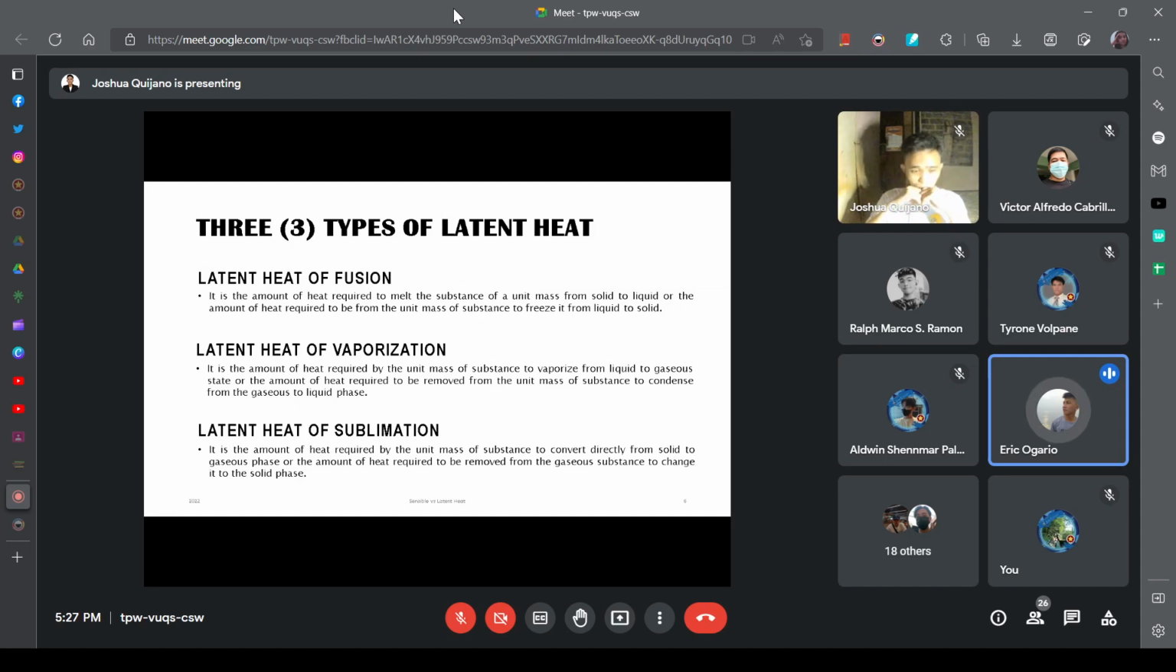Latent heat of sublimation. It is the amount of heat required by the unit of mass of substance to convert directly from solid to gaseous phase, or the amount of heat required to be removed from the gaseous substance to change it to the solid phase. So ito naman yung from solid to gas or gas to solid.